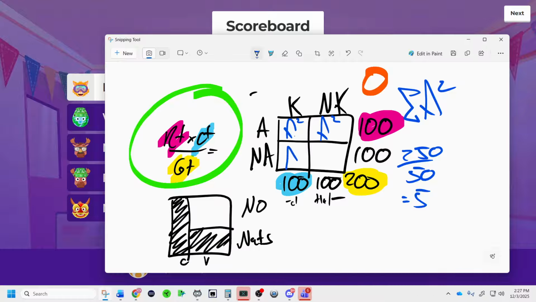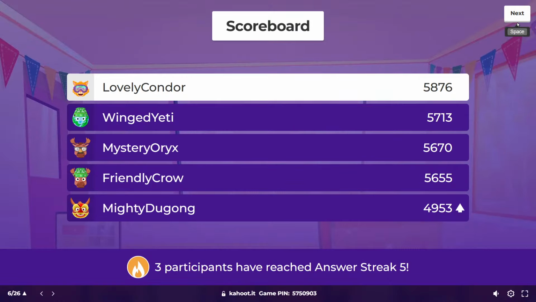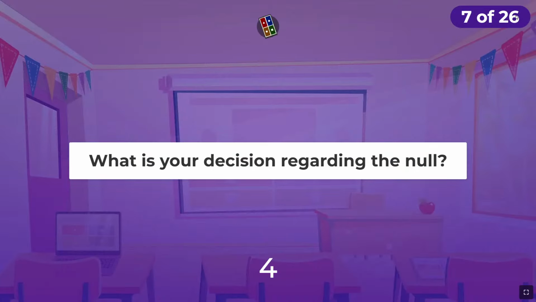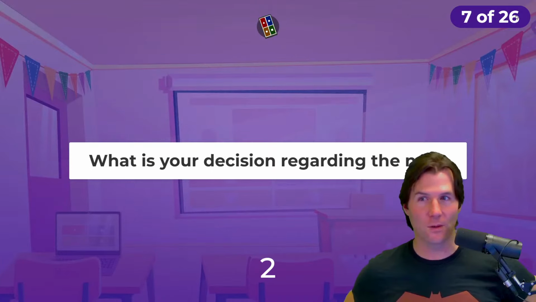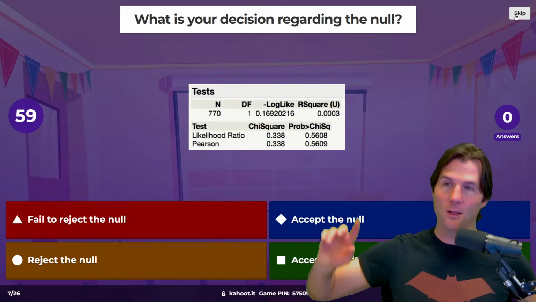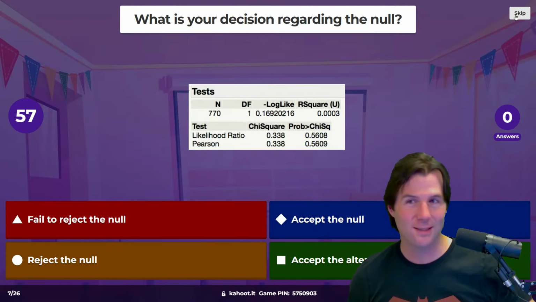So you get cell chi-squareds, and then you add them up to get the total discrepancy. So it's how much total discrepancy there is. Okay, what is your decision regarding the null? I know you got this. Take a look at that. What is your decision? Do not click the bad words.